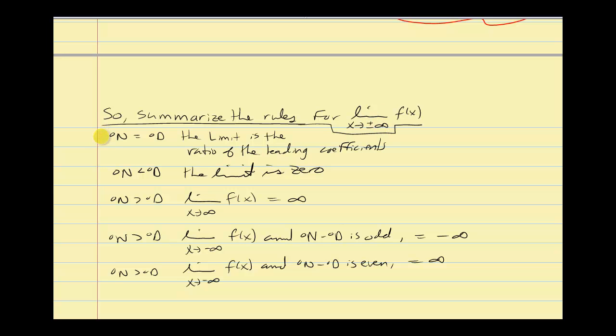Remember, all these rules only apply in this case where I have limits of x as they approach either positive or negative infinity. If I approach any other value like 2 or 6 or negative 12, these limit rules don't apply. If the degree in the numerator is less than the degree in the denominator, the limit is going to be 0, regardless of whether I approach positive or negative infinity. If the degree in the numerator is greater than the degree in the denominator, and I'm approaching positive infinity, that tells me then that my overall limit is infinity.